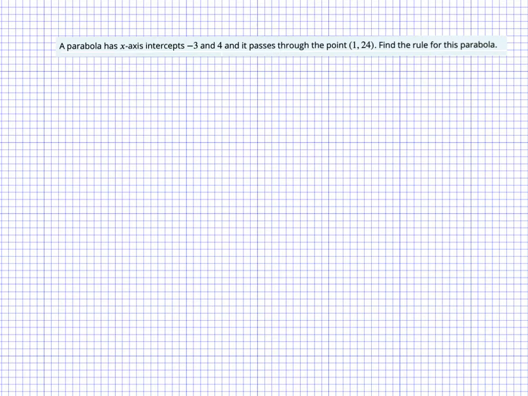Alright, in this question we've been given some information about the x-intercepts and another point. So this clues us into the fact that we're going to use the intercept form of a parabola, which is written like this: y = a(x − x1)(x − x2), where x1 and x2 are the axis intercepts. So we're just going to substitute minus 3 in place of x1 and positive 4 in place of x2. So it's going to look like this.